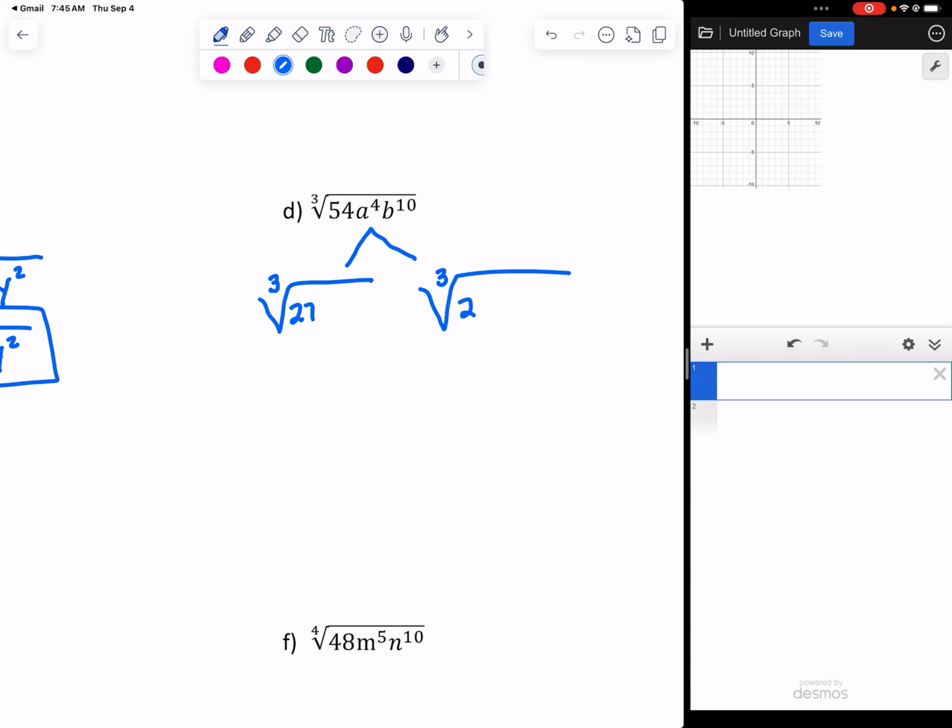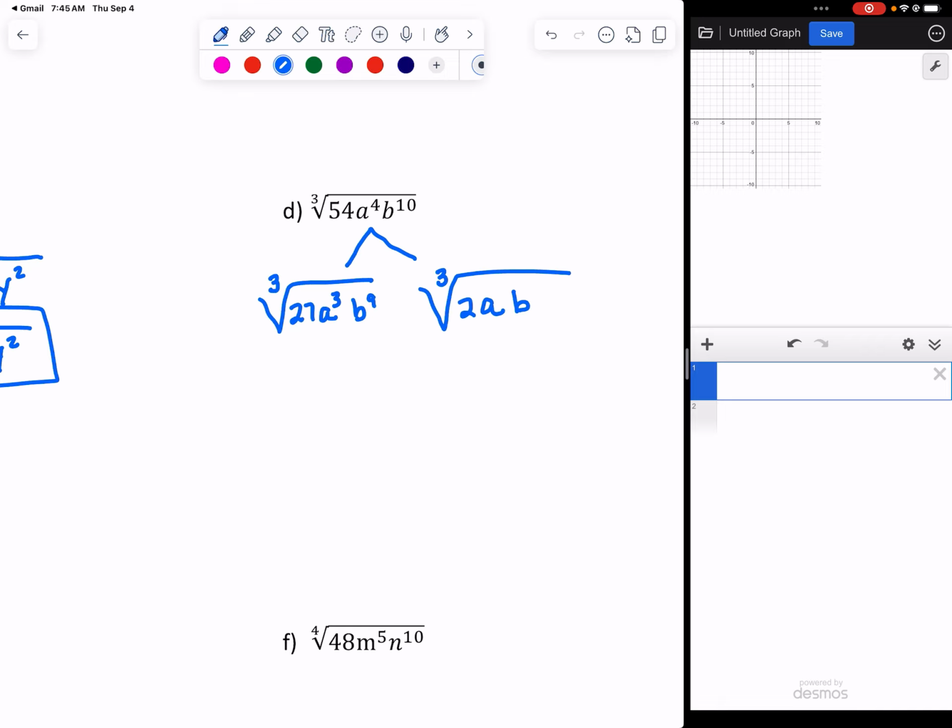Now for my a's, I have 4 of them. So I'm going to put 3 a's here and 1 here. For the b's, I have 10 of them. So I'll put 9 b's here and 1 here because 9 plus 1 would give me 10.